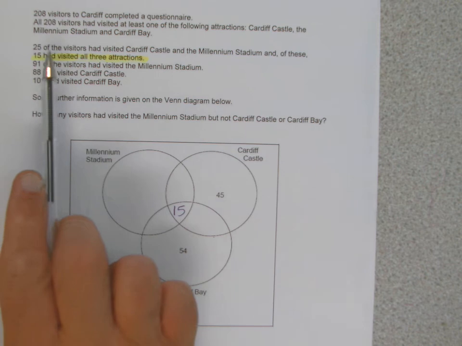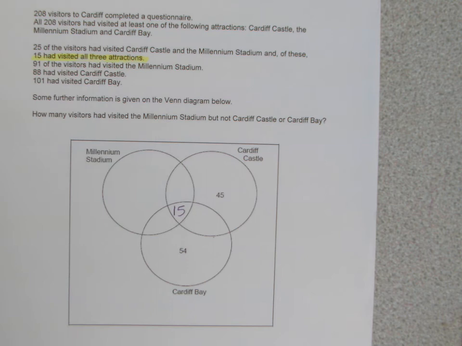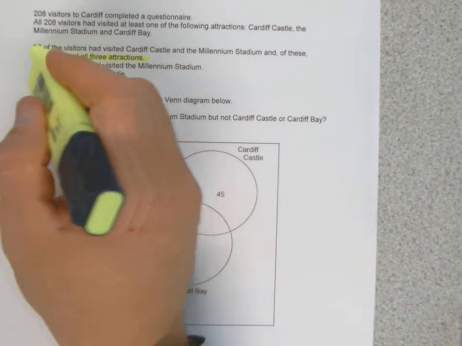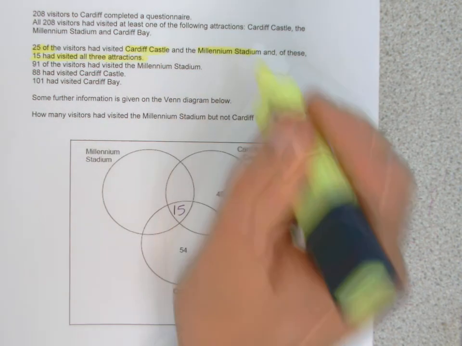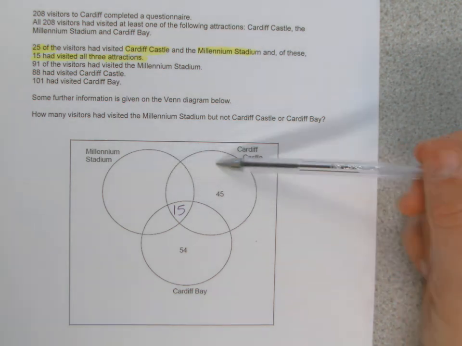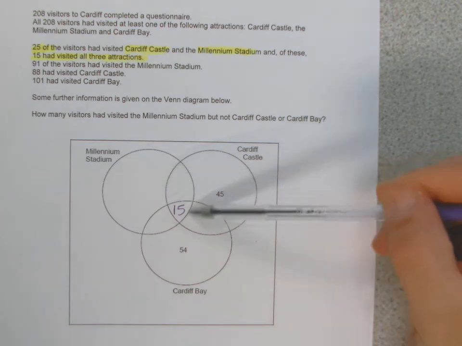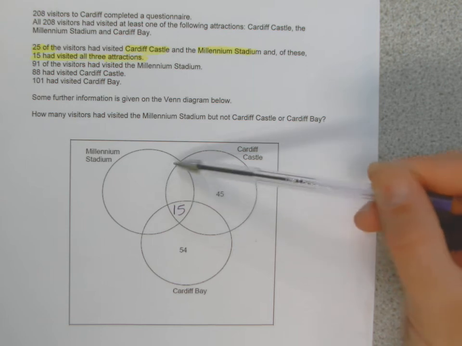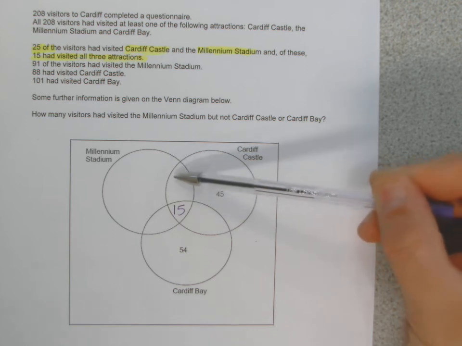Now, let's go back to the line above, because it says 25 of the visitors had visited Cardiff Castle and the Millennium Stadium. So 25 visited Cardiff Castle and the Millennium Stadium. So let's have a look at where Cardiff Castle and Millennium Stadium overlap. There's Cardiff Castle, there's Millennium Stadium, and they overlap here. It says 25 visited both of these locations, Cardiff Castle, Millennium Stadium. So we've got to think we need to have 25 here.